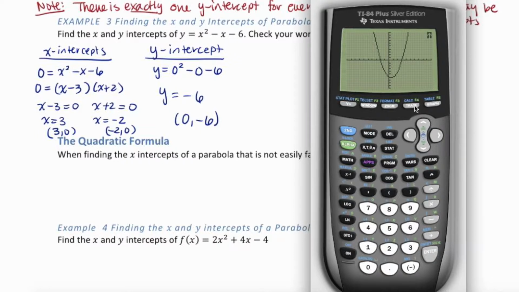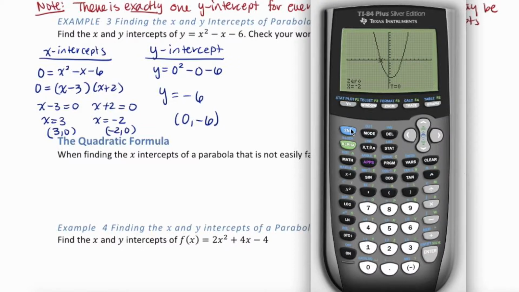Go second and trace button to get into your calc menu. This time go to the number 2 for zeros. Let's start off with this x-intercept on the left. So find your left bound, somewhere to the left of this intercept. Find somewhere to the right, and now guess. Negative 2, 0. We have verified that that is indeed our intercept.